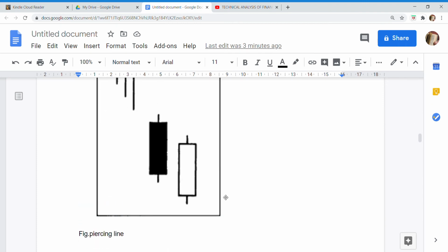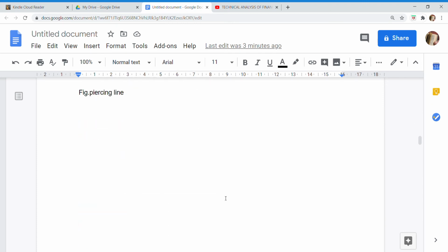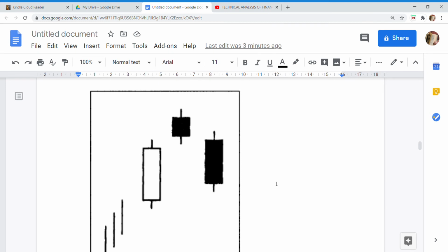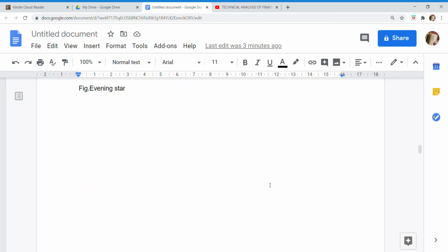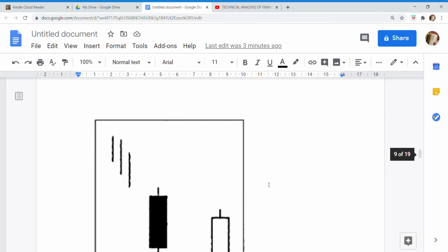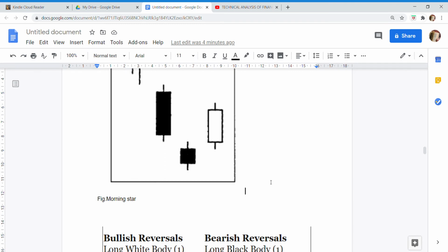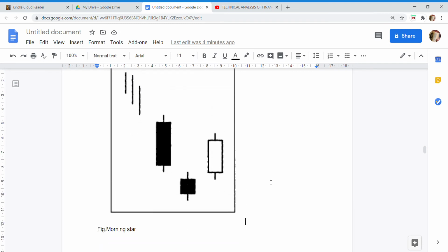This is a piercing line. This is an evening star. This is a morning star.